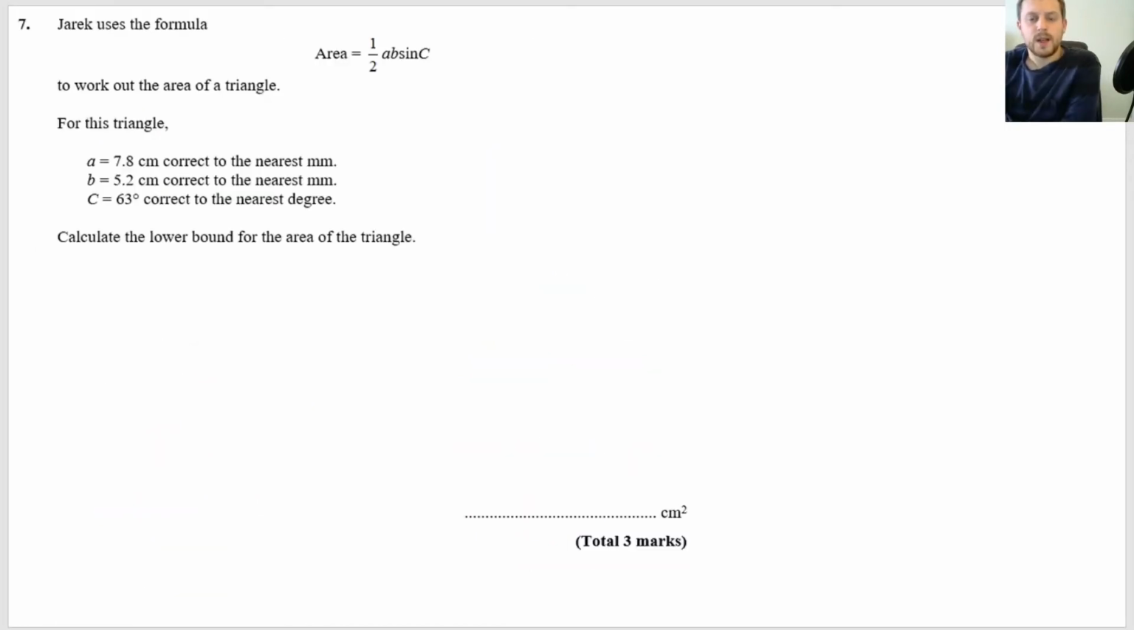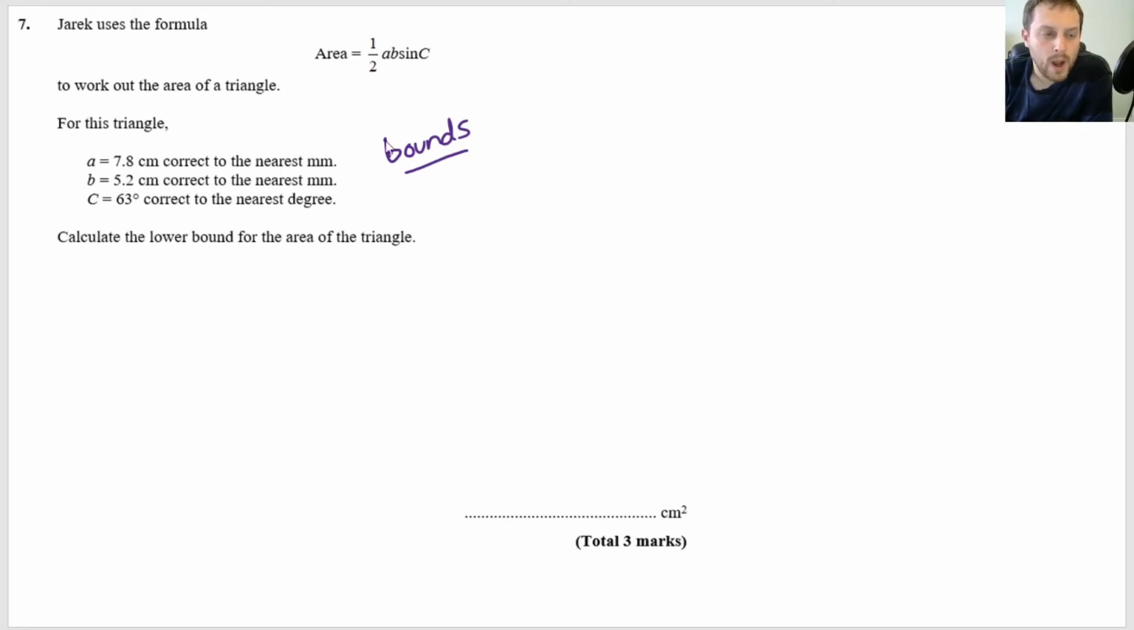Okay, question 7. So we've got half AB sine C, and we're using that to work out the area of a triangle, of course. And it's actually a bounds question. So these are all bounds. So the lower bound for the area of the triangle, I want the smallest possible A, the smallest possible B, and I also want to check out what happens with sine of an angle. Do I want to use the upper bound or the lower bound for that? So that's something that we'll try out.